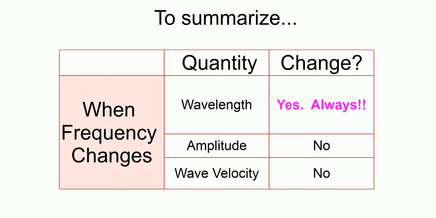So this will summarize. If we change frequency, look at these three quantities. If frequency changes, does wavelength change? Yes, always. It must change, always. When frequency changes, does amplitude have to change? Nope, it does not. Not affected. And how about wave velocity going forward? Nope. Frequency does not change that velocity. Really, it's only wavelength that has to change. And it always changes when you change frequency.